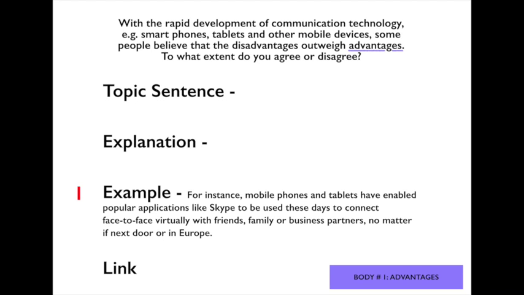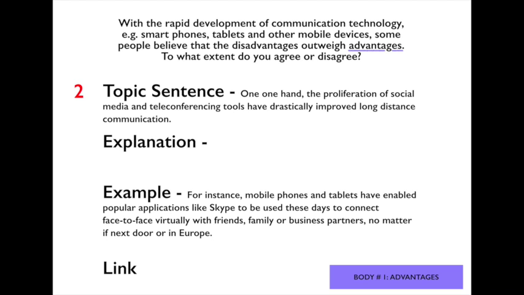Alrighty, so I think to myself, what is an advantage of communication technology these days? And this is what I wrote. For instance, mobile phones and tablets have enabled popular applications like Skype to be used these days to connect face-to-face virtually with friends, family, or business partners, no matter if next door or in Europe. I use well-known facts like Skype or brands like Nike, for example, because 90% of the time, the marker will have either used it before or heard of it before. And so it helps justify a very good point.